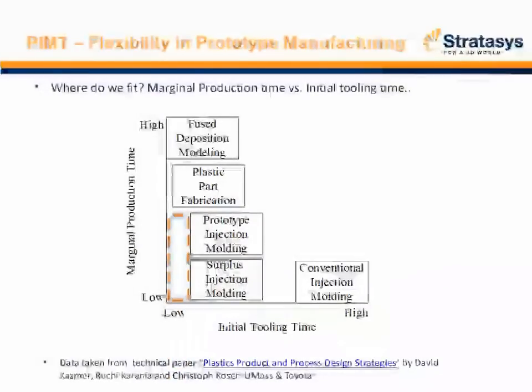In this slide, you can see two different axes to show the same issue, or the same problem that everyone faces when deciding how to produce a part. Here you have on the x-axis the initial tooling time, and on the y-axis the marginal production time. The initial tooling time will be much lower than conventional injection molding, prototype injection molding, and surplus. And the marginal production time will be lower with printed injection molds than plastic part fabrication and FDM.